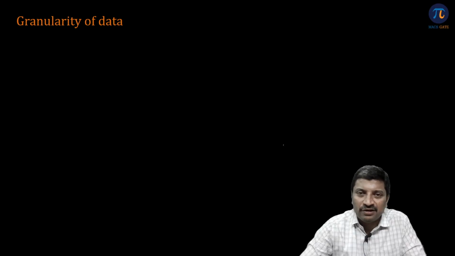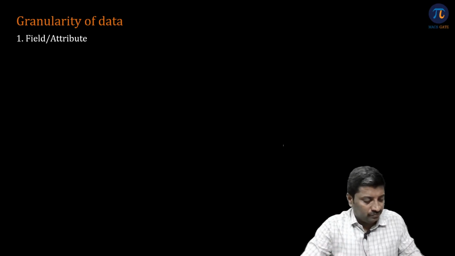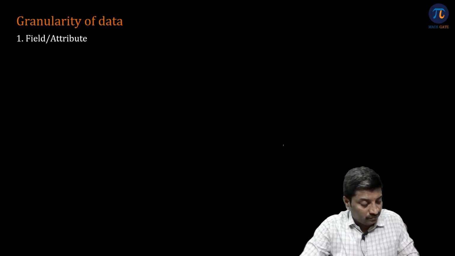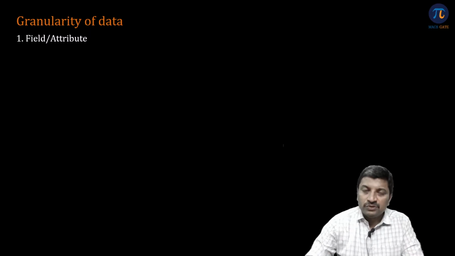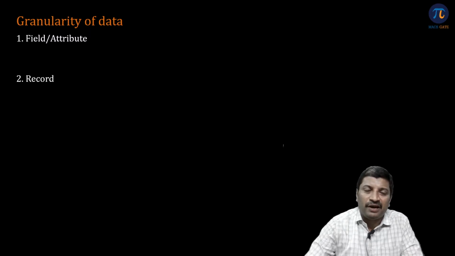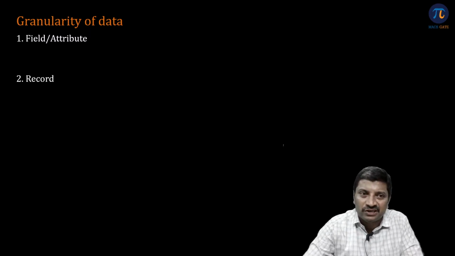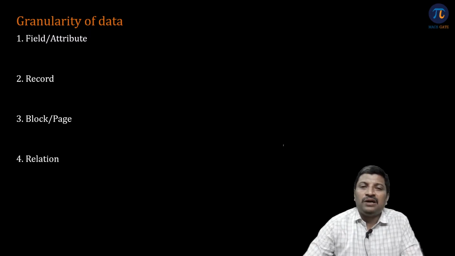Granularity of data are the levels of data which we can view. The first one is field or attribute. The second one is record. The next one is block or page. And the last one is relation. What is meant by this granularity of the data?